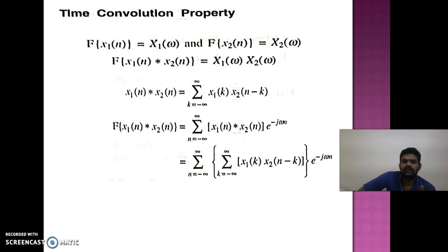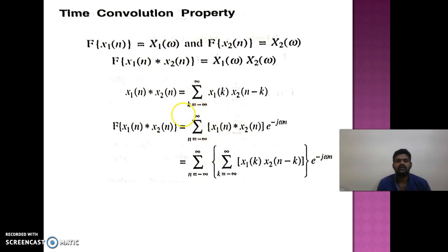So x1 of n, x2 of n. I am taking two functions, x1 of n and x2 of n. x1 of n is a DTFT pair with X1 of omega, and x2 of n is a DTFT pair with X2 of omega. Then the Fourier transform of x1 of n convolved with x2 of n is equal to X1 of omega times X2 of omega. To get the proof, first we have to define the convolution sum for discrete functions.